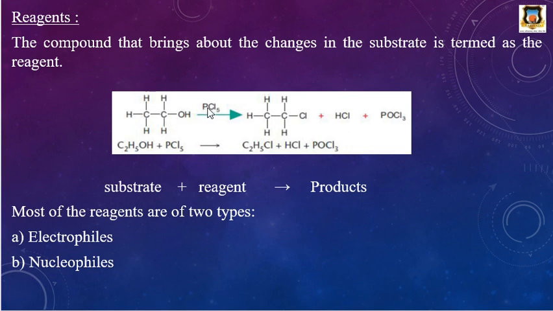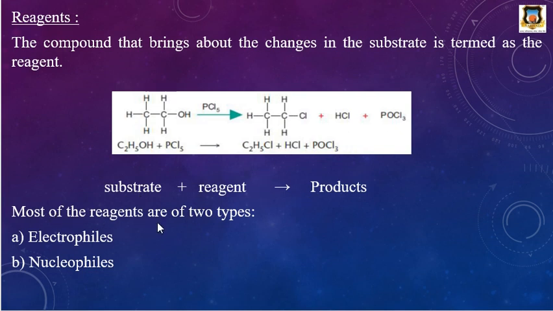This is the alcohol and chlorination of alcohol by PCl5. When phosphorus pentachloride is allowed to react with this ethanol, the alcohol undergoes reaction with PCl5 and gets converted into ethyl chloride plus HCl plus phosphorus oxychloride. Then this alcohol, that is ethanol, is the substrate and this compound, that is reagent PCl5, brings the changes in this substrate and it gives the product.